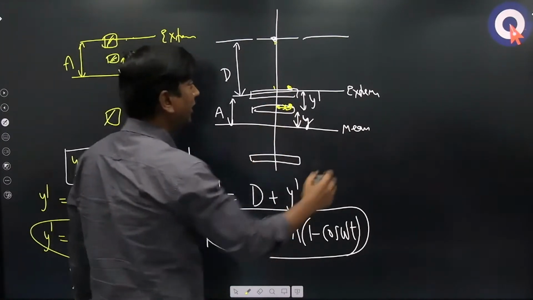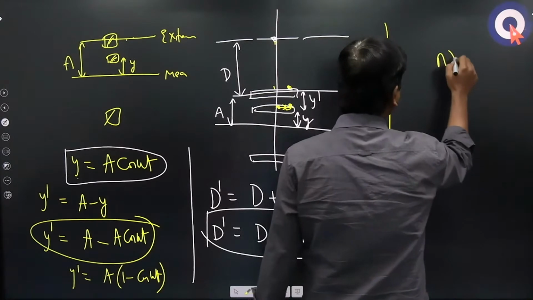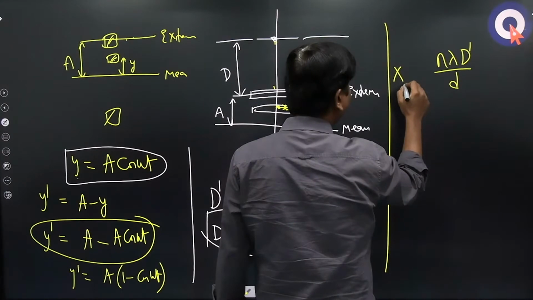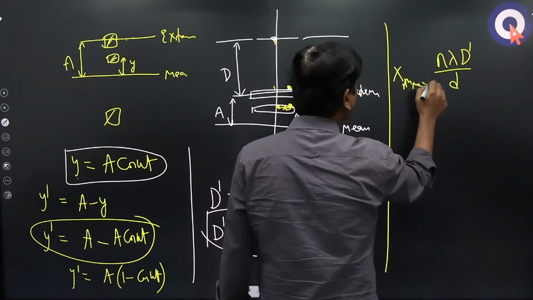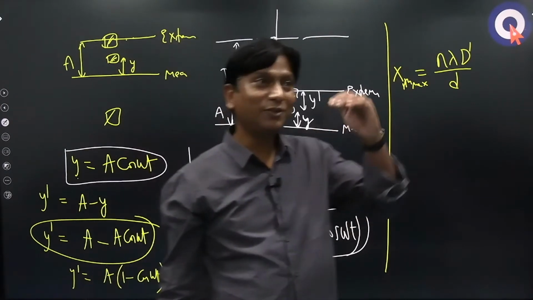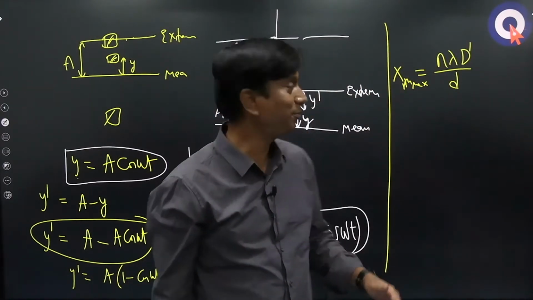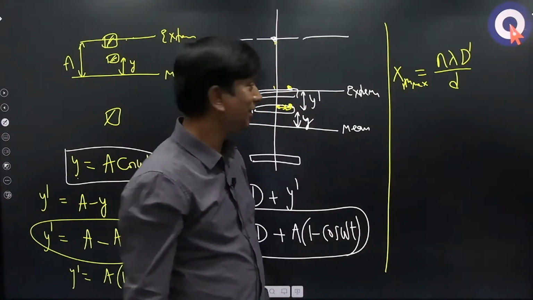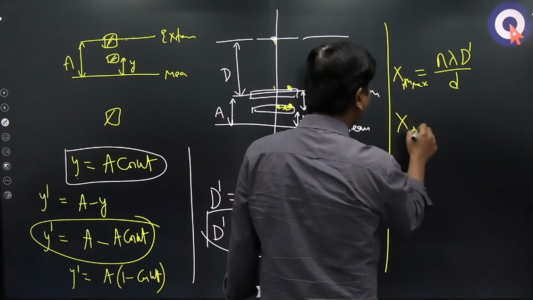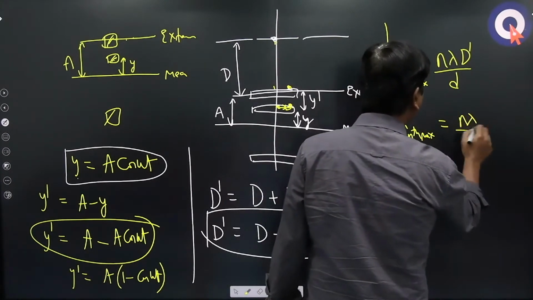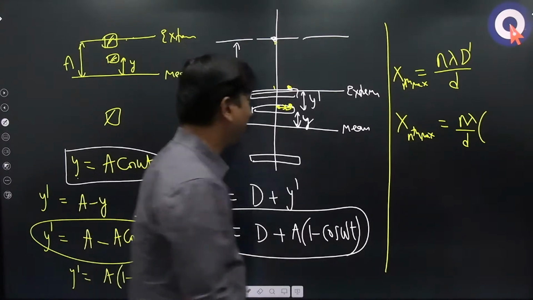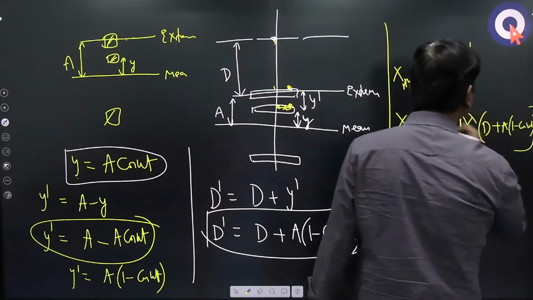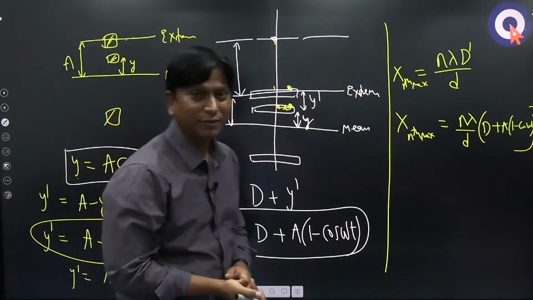Next, x coordinate. You are using the formula n lambda D dash by small d. The position of nth maxima, generally we used to write y of nth maxima in YDSE. Now, because here the maximas are in the x direction, this side and this side, we write x of nth maxima. So the x coordinate of nth maxima will be n lambda by small d into D prime. D prime is nothing but D plus A times 1 minus cos of omega t. That is the x coordinate of nth maxima.